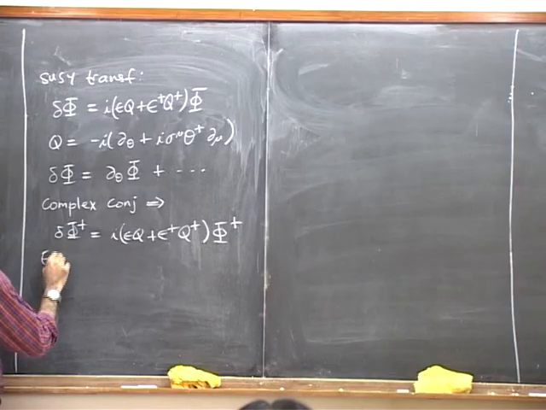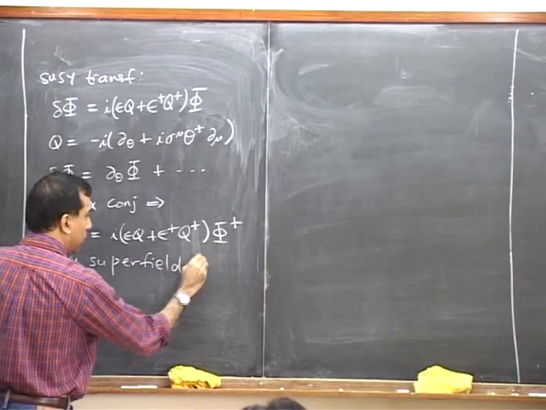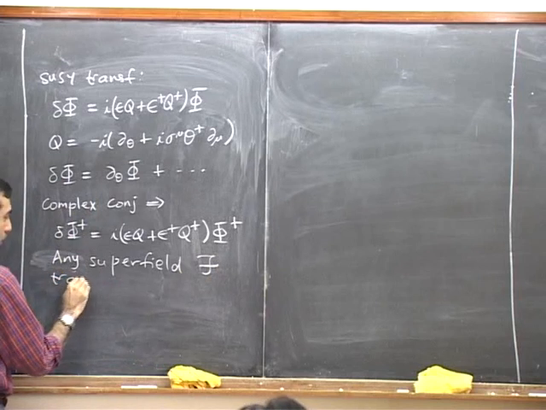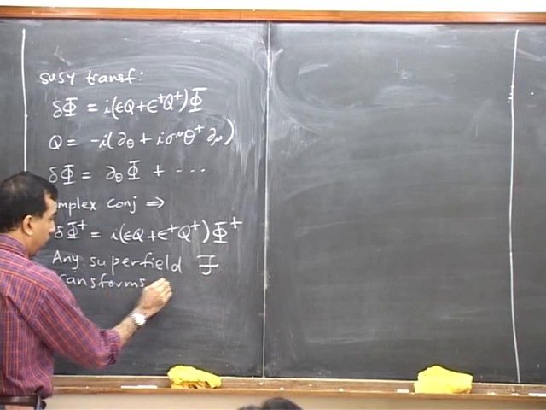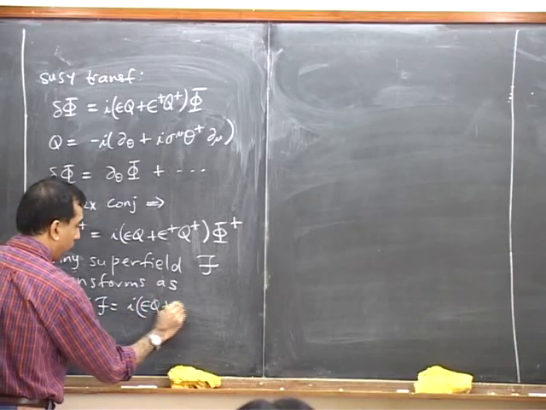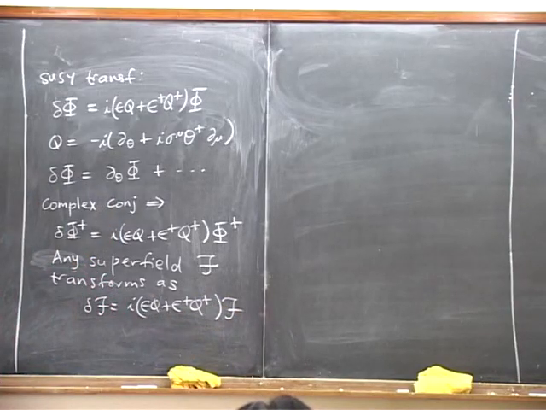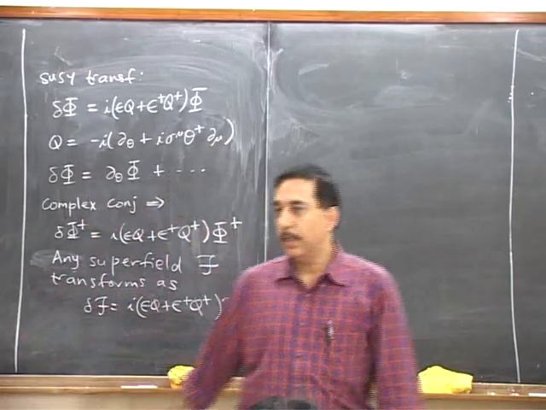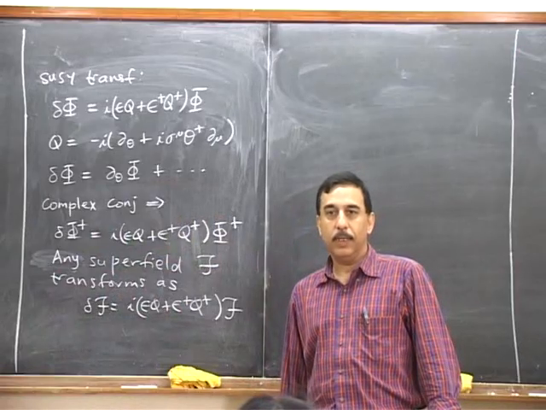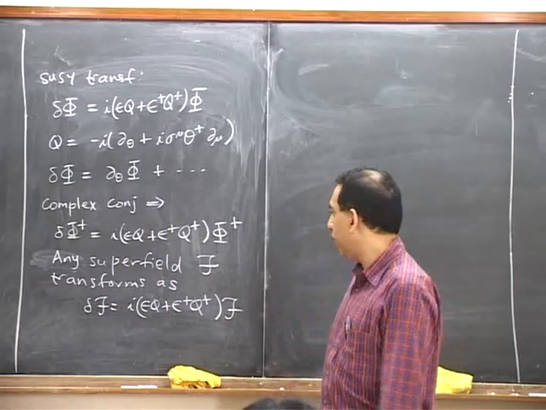So actually every superfield, we've used the notation F for the most general case, transforms like this, and this then can be used for the proof I gave that any integral of a superfield is a supersymmetric invariant. I gave that proof last time.